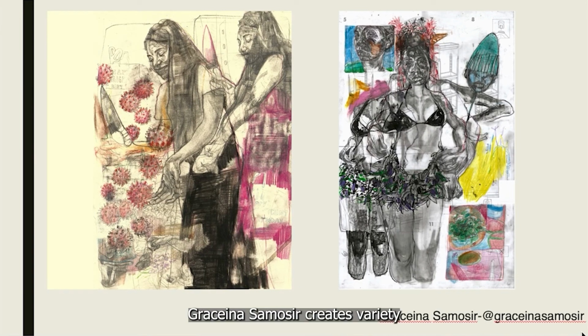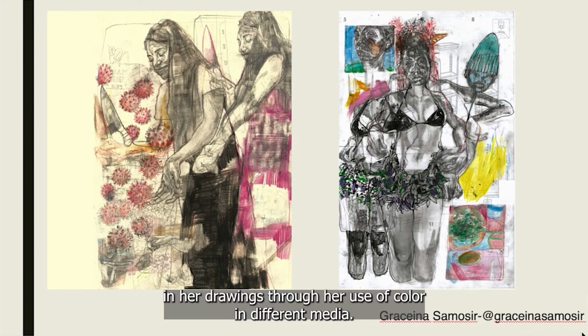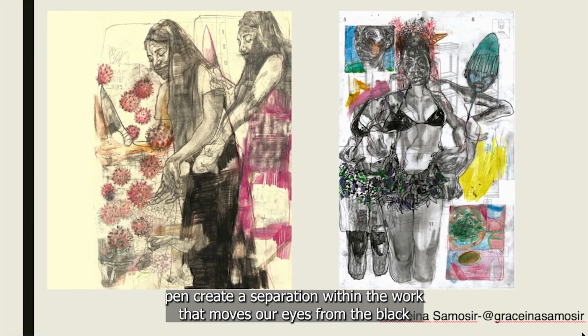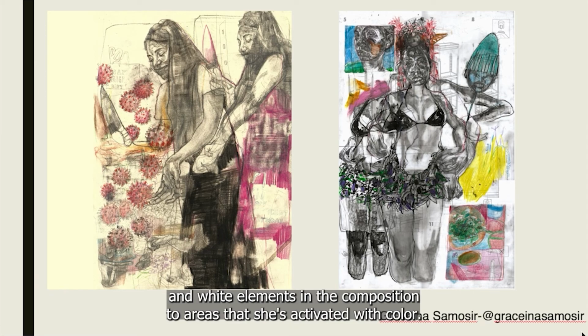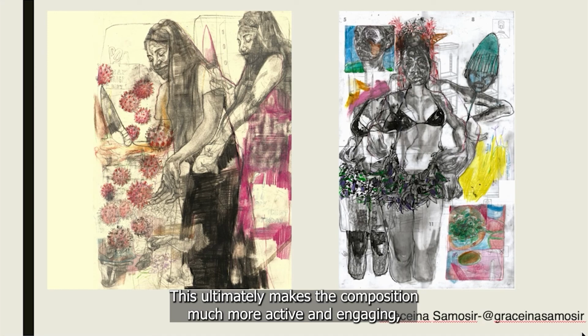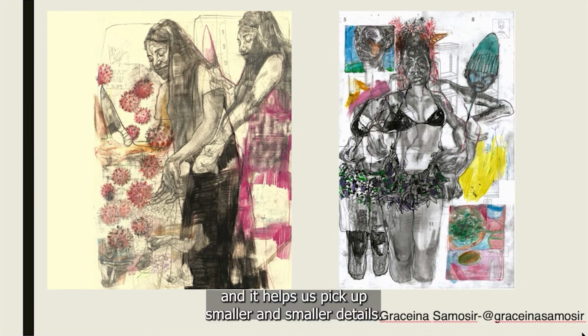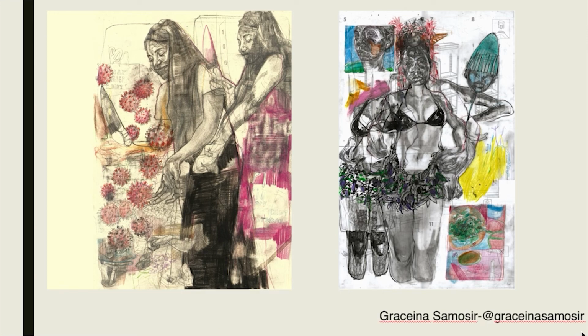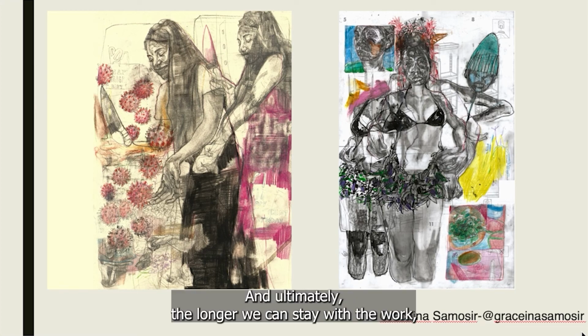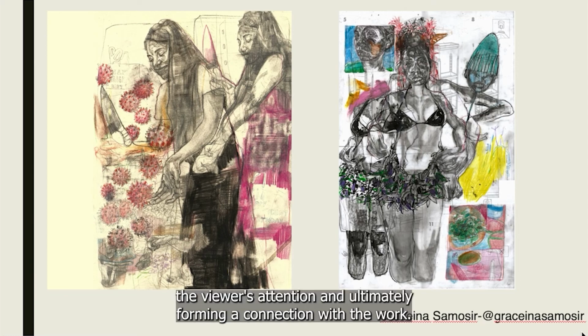Graciela Samasier creates variety in her drawings through her use of color and different media. The differences between the graphite, colored pencil, marker, and ballpoint pen create a separation within the work that moves our eyes from the black and white elements in the composition to areas that she's activated with color. This ultimately makes the composition much more active and engaging, and it helps us pick up smaller and smaller details the longer we sit and read the piece, right? We start to see it in layers, we start to see the differences in activations, and ultimately the longer we can stay with the work, the more successful it is in keeping the viewer's attention and ultimately forming a connection with the work.